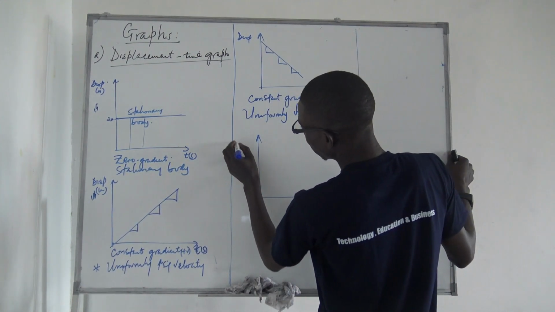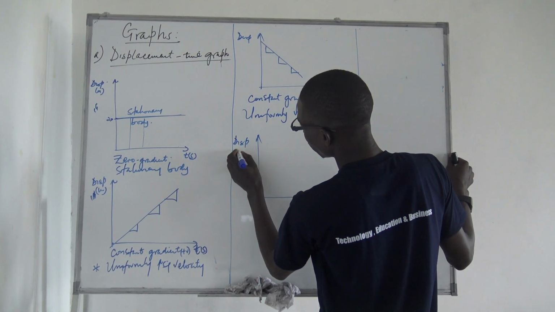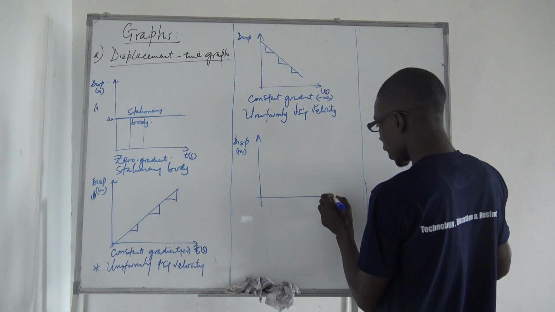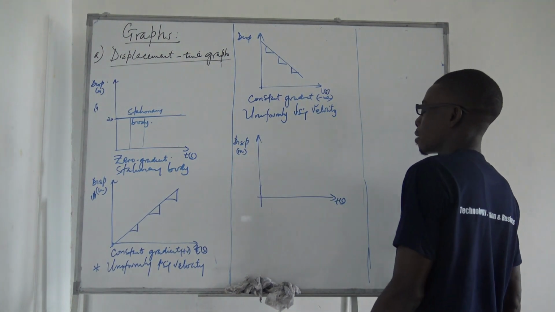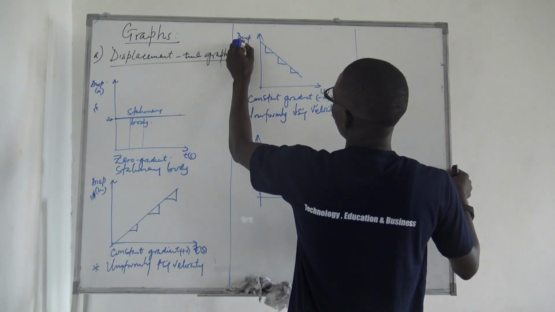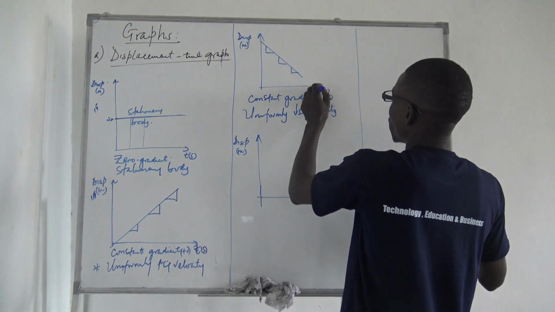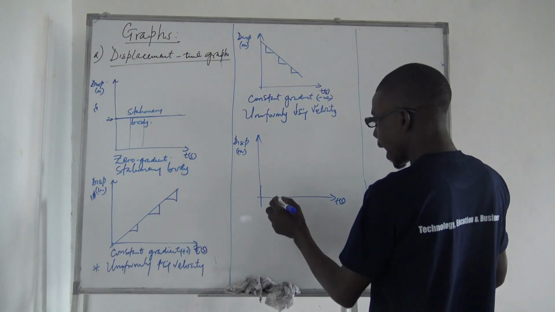Why can't I look at this now? This is still displacement in meters. And then I can look at this one, time in seconds. You're supposed to write down the full one: displacement in meters, time in seconds. Supposing I look at this.